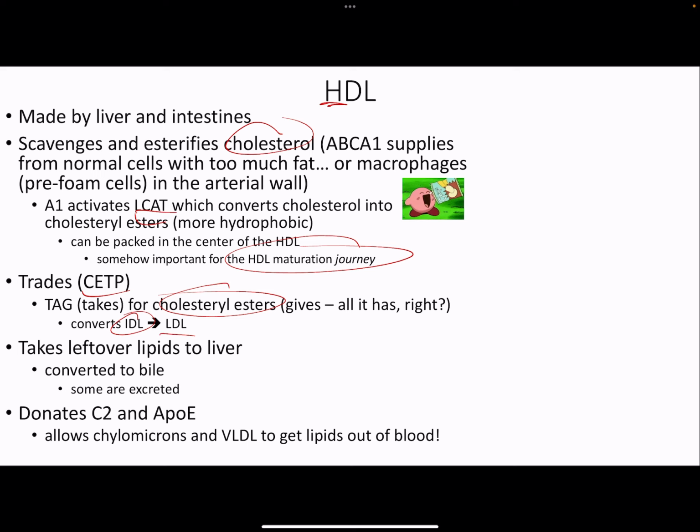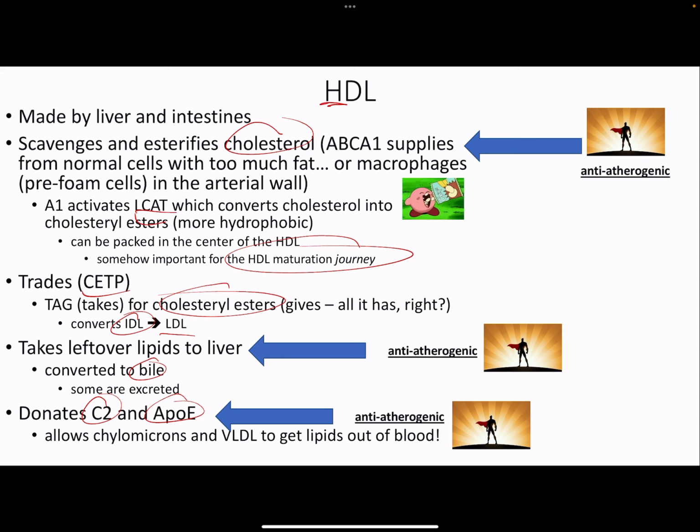And this is one of the ways that an IDL can become an LDL. But again, really, I wouldn't focus too much on the complex journey of IDL to LDL. I probably looked this up too much. I don't think you need to know that much for the NBME on that one particular point. It's going to take some of these leftovers to the liver. The liver can do whatever it wants with it. One of the things might be nice is turn it to bile and excrete it, if we have too much, right? We definitely need some. It is also playing a role at donating C2 and ApoE to various lipoproteins for cleaving and for exiting to the liver.